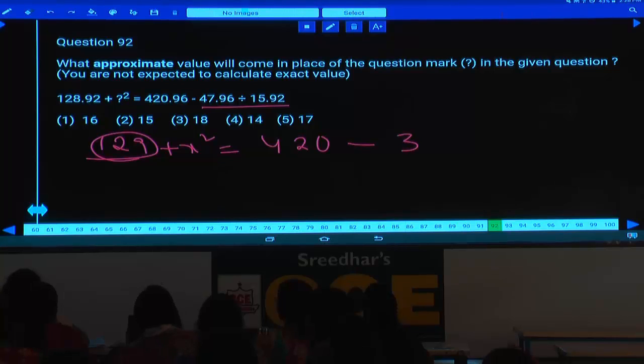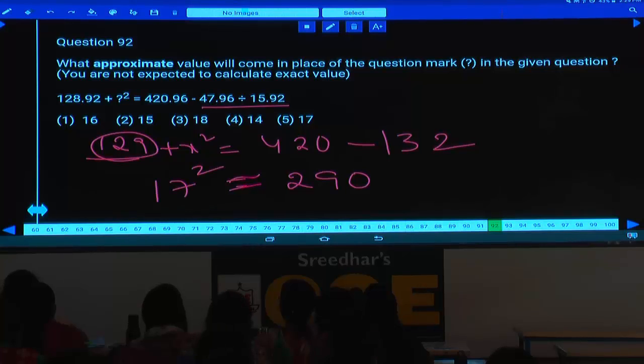Minus 3 minus 129, that is 132. This is approximate to 290 approximate. Which square is approximate to 290? 17 square. Yes.